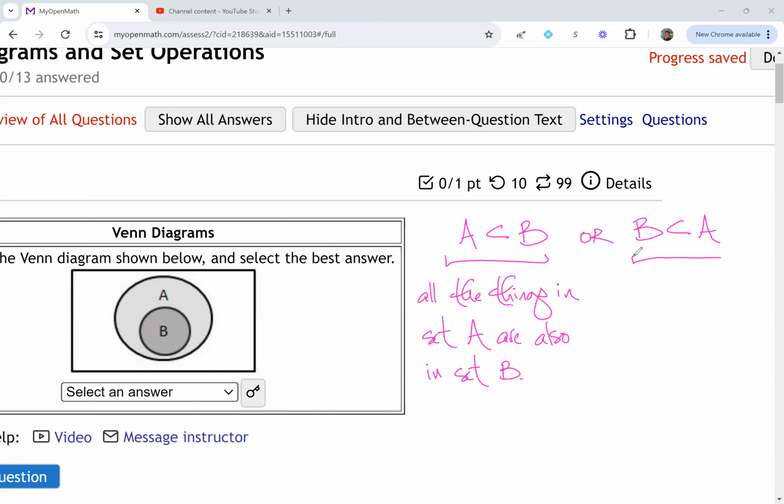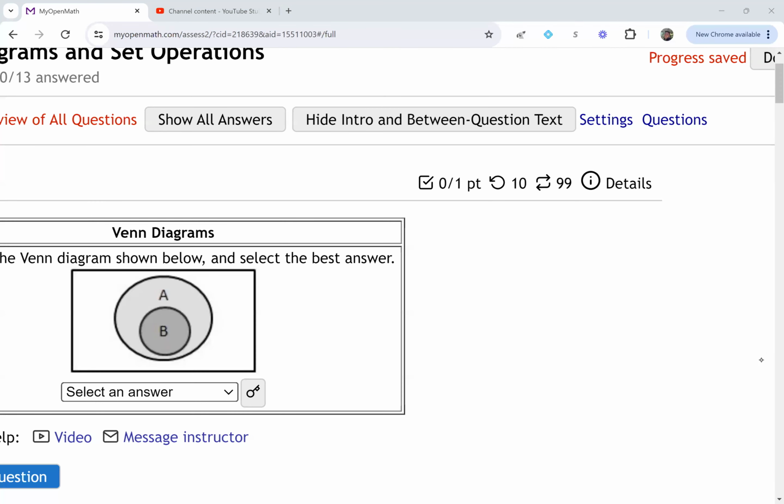But when we switch the order, it really means it the other way around, that all the things in set B are also in set A. Okay? And so I'll let you think about how that might apply to this problem, but I just wanted to remind us of what a proper subset means, okay? This is a good time to pause the video before I erase what I have on the screen.